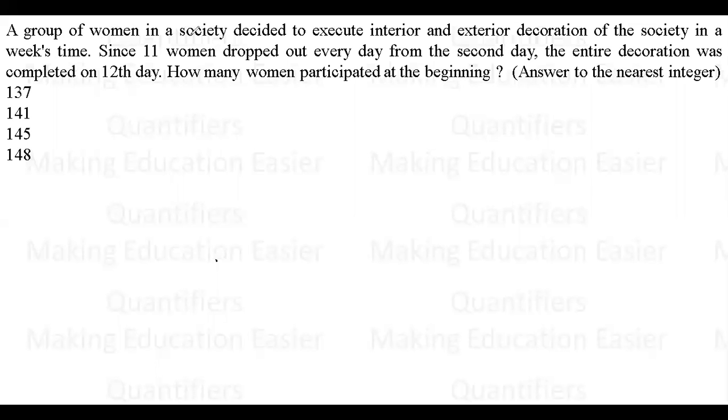A group of women in society decided to execute interior and exterior decoration of the society in a week's time. So a group of women take time which is equivalent to 7 days. So now in this question, I am considering that there are a total of x women, and assuming that each woman is doing 1 unit per day.